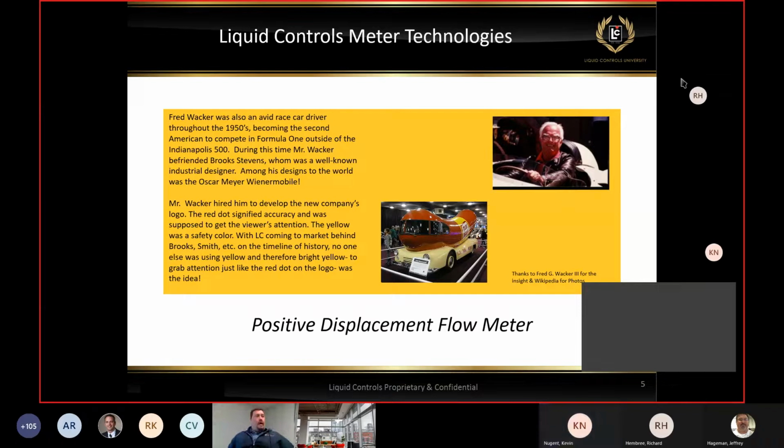Another item regarding Liquid Controls is why we have the color yellow. It was a color that was associated with safety, but it also was very eye-catching. When Liquid Controls came into the market, some of the other colors were already taken. You know, Smith had orange, Brooks had a blue or a gray, and the bright yellow attracted people's attention, caught your eye, and it allowed us to focus on safety as well as a new company into the market to get people's attention.